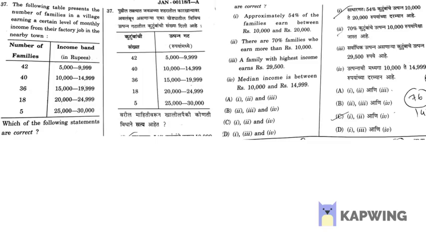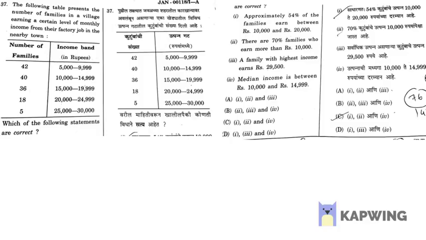This was a bit lengthier question, so I have to split it into two parts. I suggest you read it all. So the question was, the following table presents the number of families in the village earning. It was generally about the earnings of the village families. There were a total of 141 families, so to answer this you have to divide.